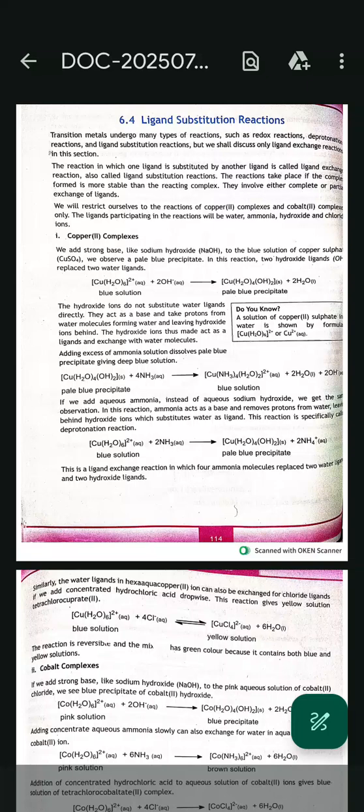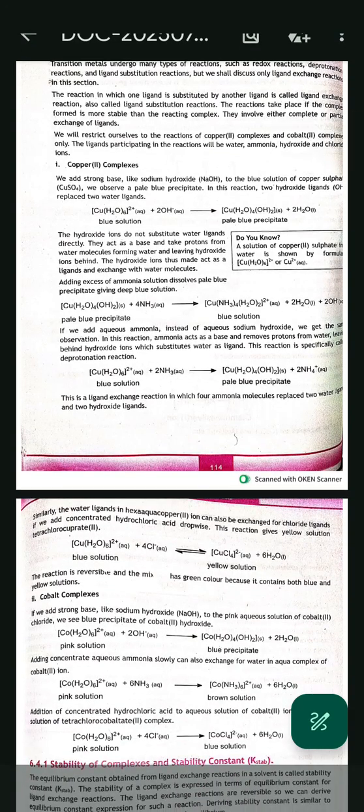The topic we are going to discuss today is ligand substitution reactions. Transition metals undergo many types of reactions such as redox reactions, deprotonation reactions, and ligand substitution reactions. But we shall discuss only ligand exchange reactions. The reaction in which one ligand is substituted by another ligand is the ligand exchange or the ligand substitution reaction.